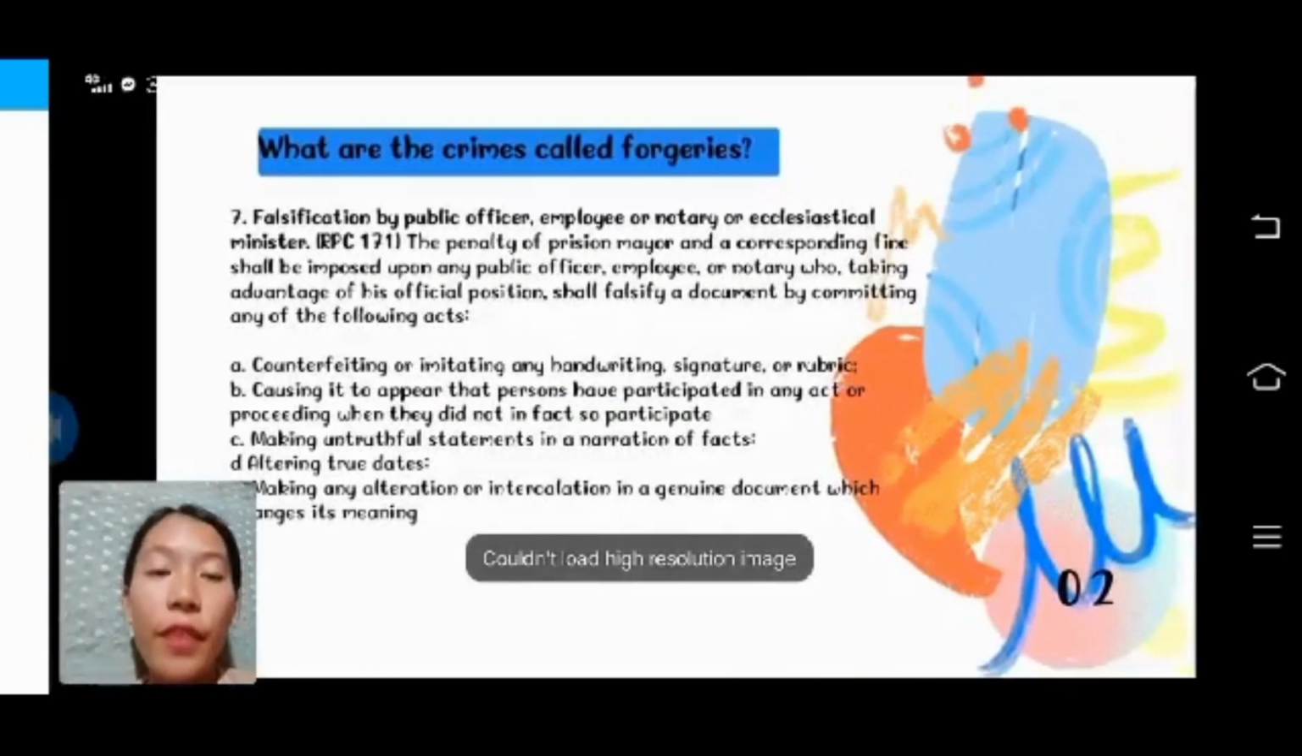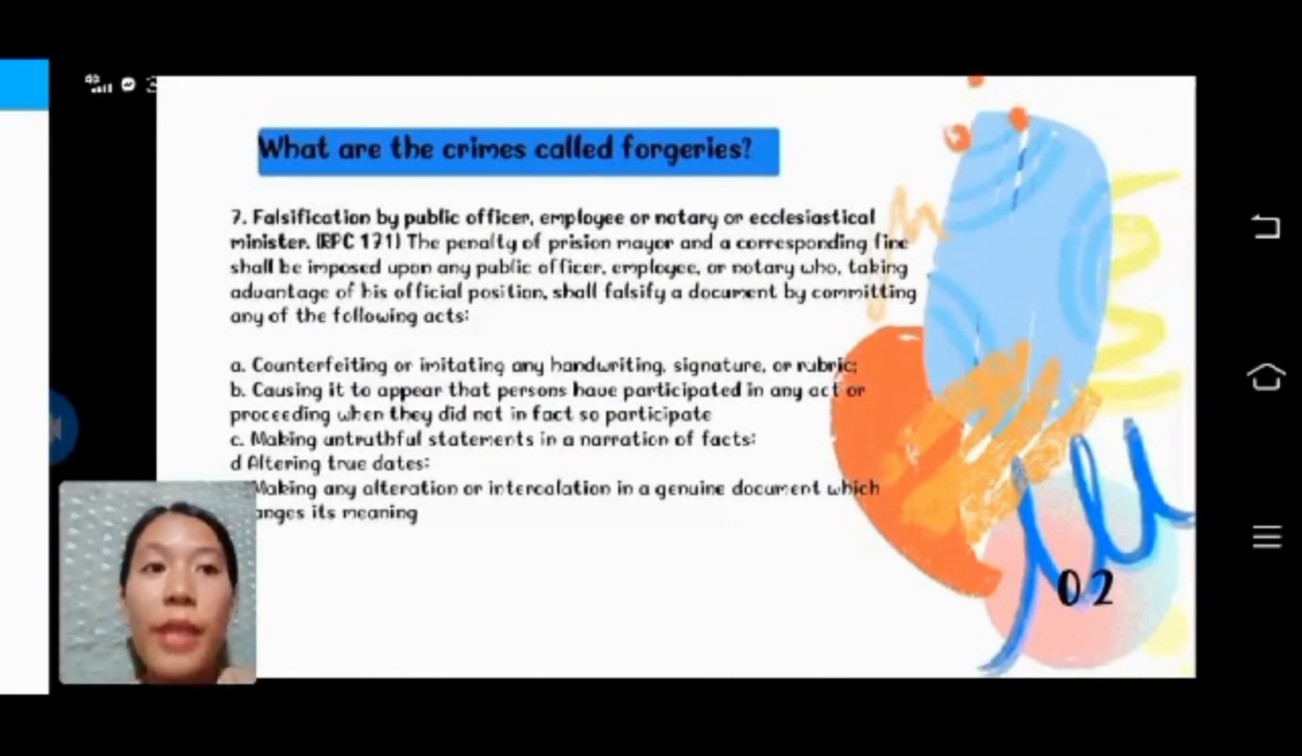Seven is the falsification by a public officer, employee, notary, or ecclesiastical minister. The penalty of prison mayor and a corresponding fine shall be imposed upon any public officer, employee, or notary who, taking advantage of his official position, shall falsify a document by committing any of the following acts.